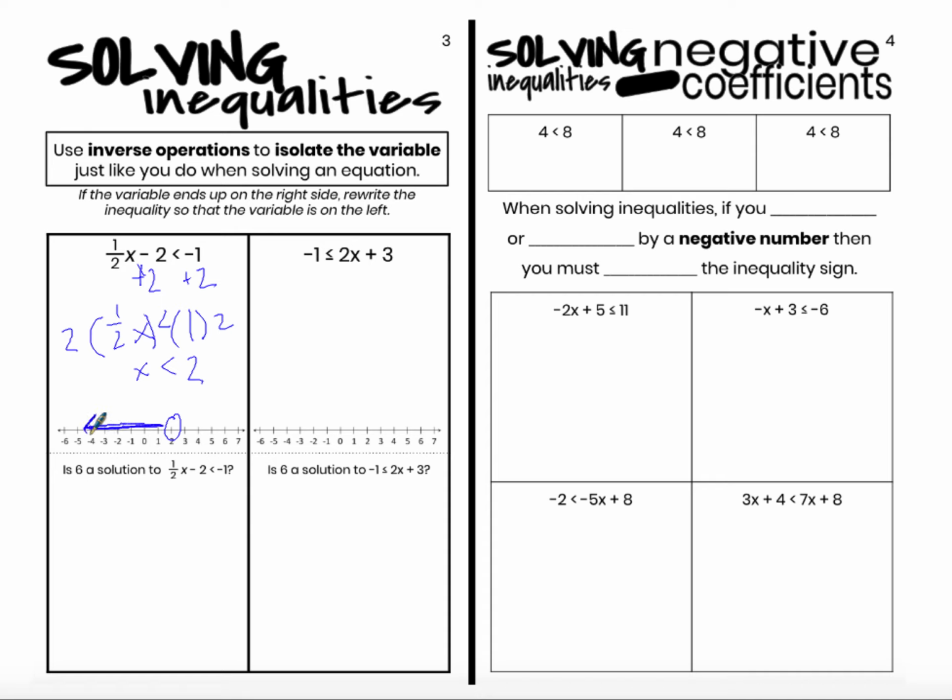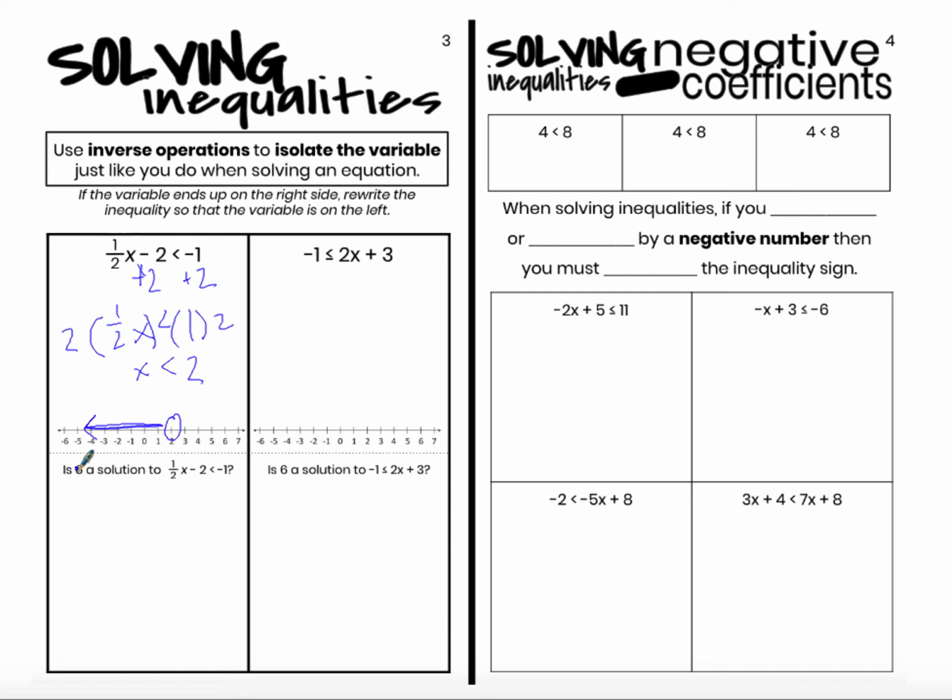Any number less than 2 is a member of our solution set, meaning any number less than 2 can be plugged into this inequality and will yield a true statement. For example, -2 is less than 2. 1/2 times -2 is -1. -1 minus 2 is -3. And -3 is in fact less than -1. Since we don't have an equal sign, 2 is not a member of my solution set. 1/2 times 2 is 1. 1 minus 2 is -1. And -1 is not less than -1.